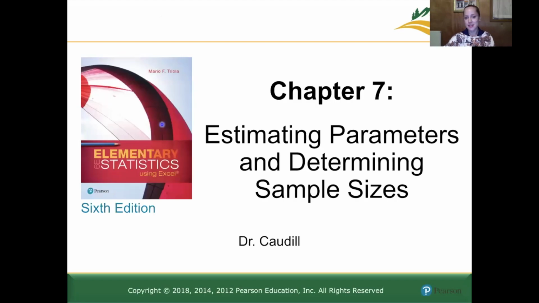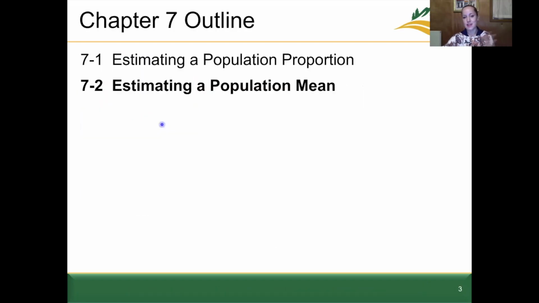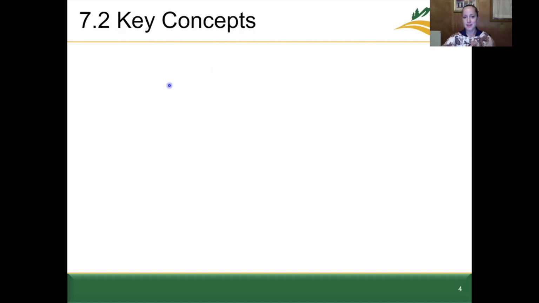So we're going to get started now with Chapter 7 and Section 2. In Section 2, we're going to talk about estimating a population mean. It's going to look somewhat similar to Section 1, where we were estimating a population proportion. So it's really important to keep this notation clear between 7.1 and 7.2. Because in 7.2 we're talking about estimating a population mean, let's cover the key concepts in 7.2.